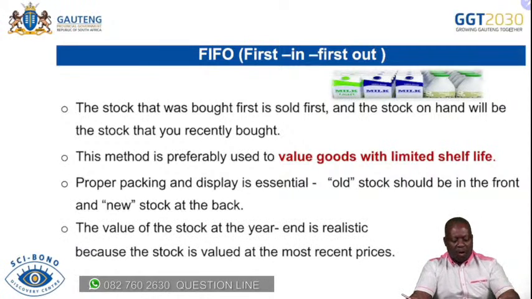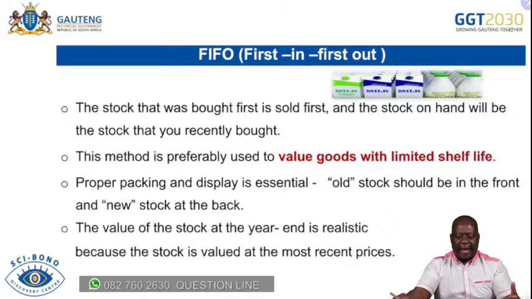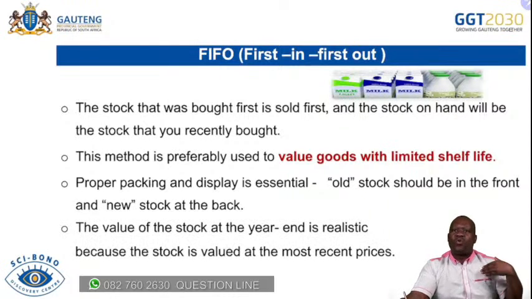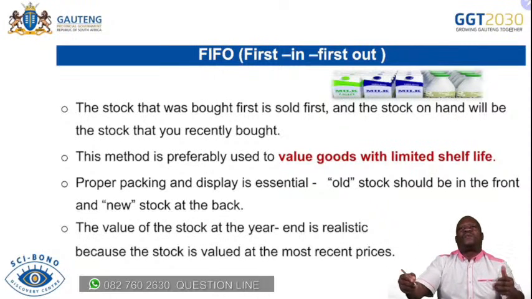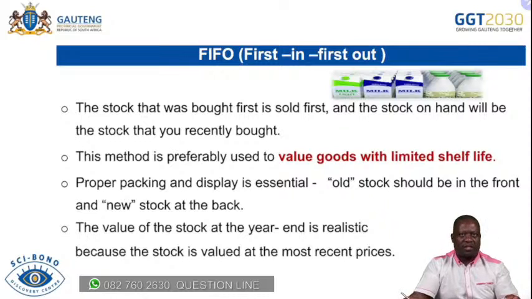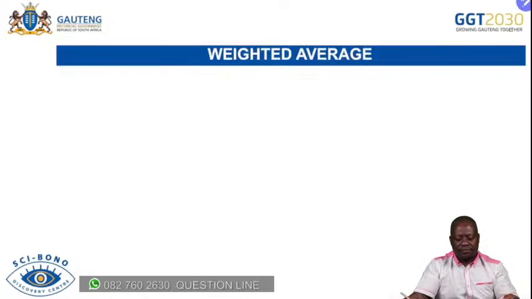Now, the value of the stock at the end of the year is more realistic because the stock value is using the most recent prices. We are no longer going to concentrate on old prices. In times of inflation, when prices are changing, it is very good because it tells us the most recent value of our stock. First in, first out.